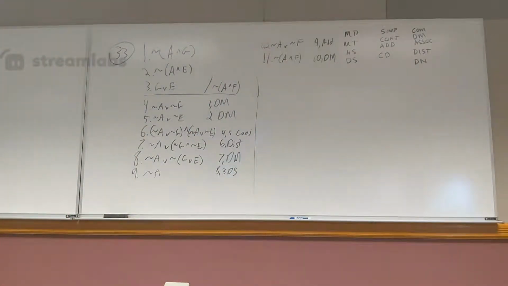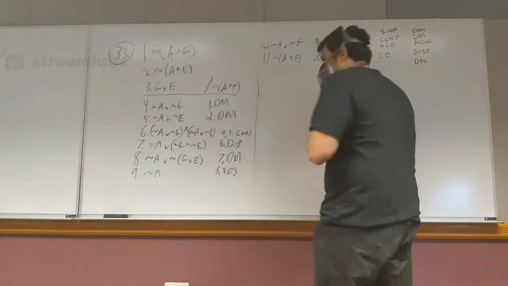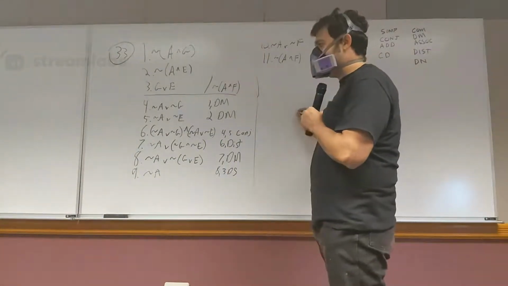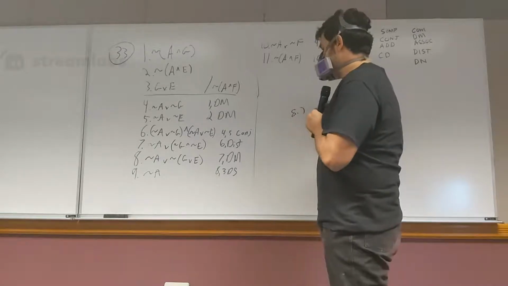I just have a question between the 8 and 9. Can you just write out the double negation again? Yeah, if you're going to write out the double negation for 8 and 9, it would go like this, right?